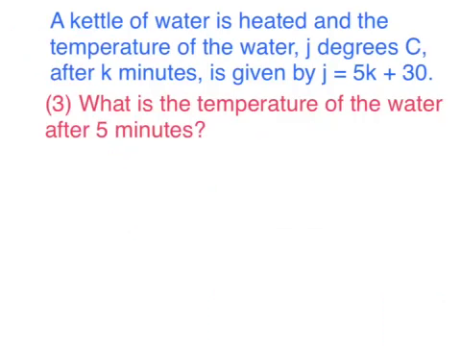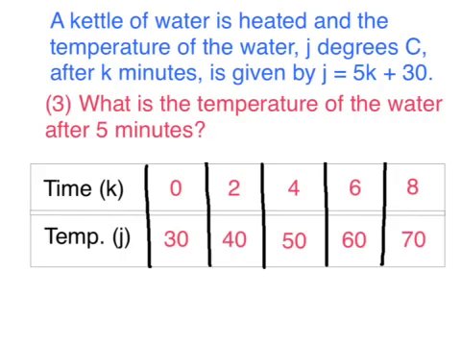Now, 2 more questions. Number 3, what is the temperature of the water after 5 minutes? Here's the table to help us out. So where would it be after 5 minutes? Well, 5 minutes, of course, would be right here. There's 2 ways of figuring this out. You can look at the table. Well, 5 is halfway between 4 and 6, so we're looking for a number that's halfway between 50 and 60 because this is increasing linearly. So we can know that it would have to be 55 degrees.